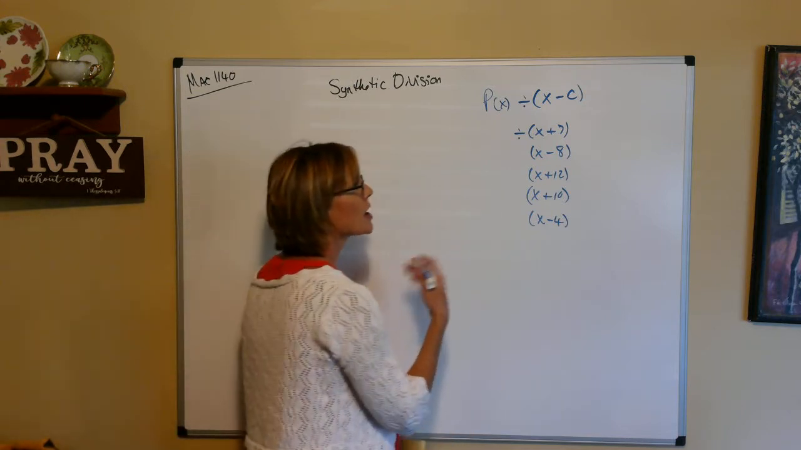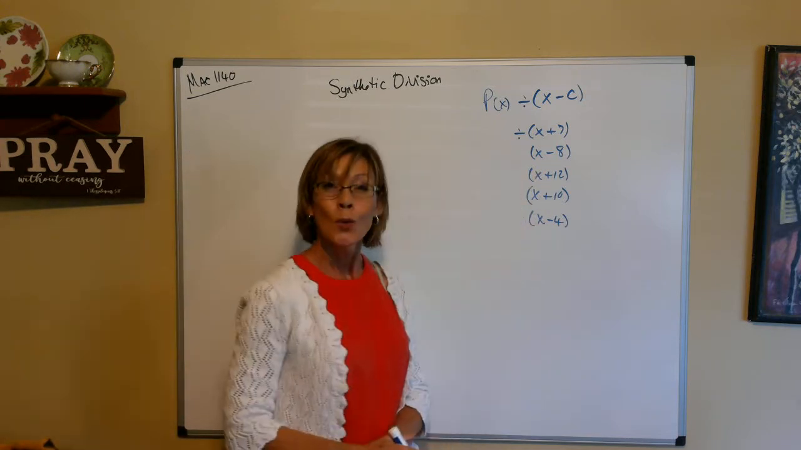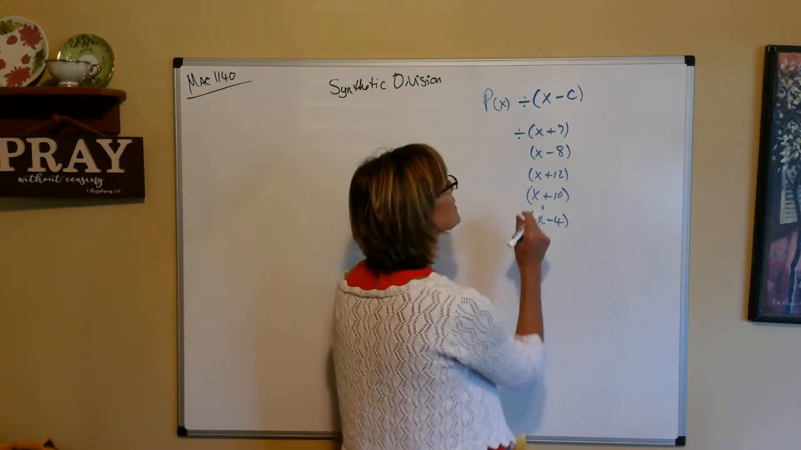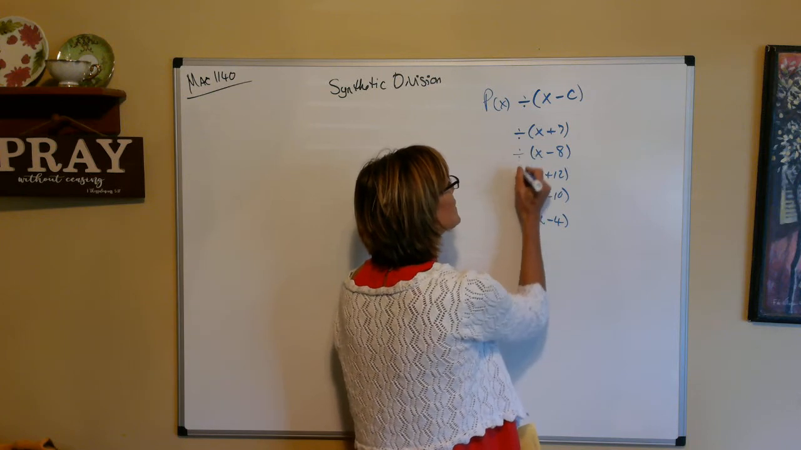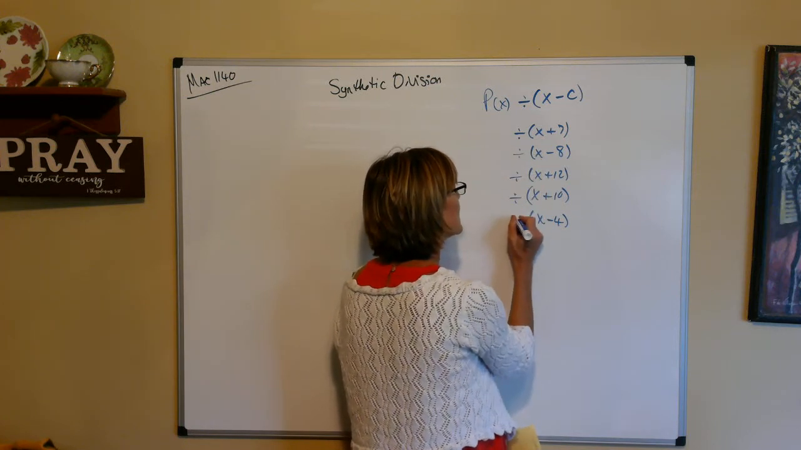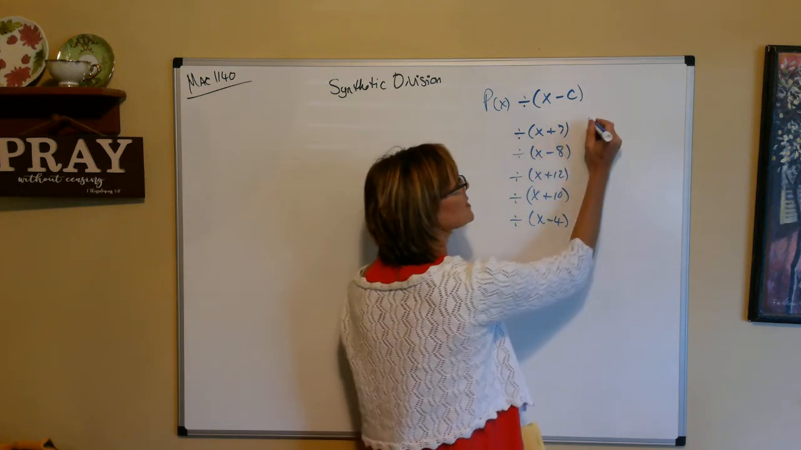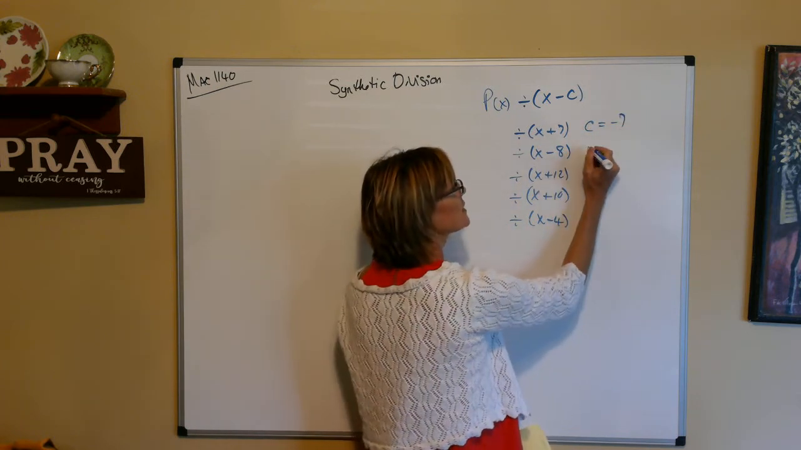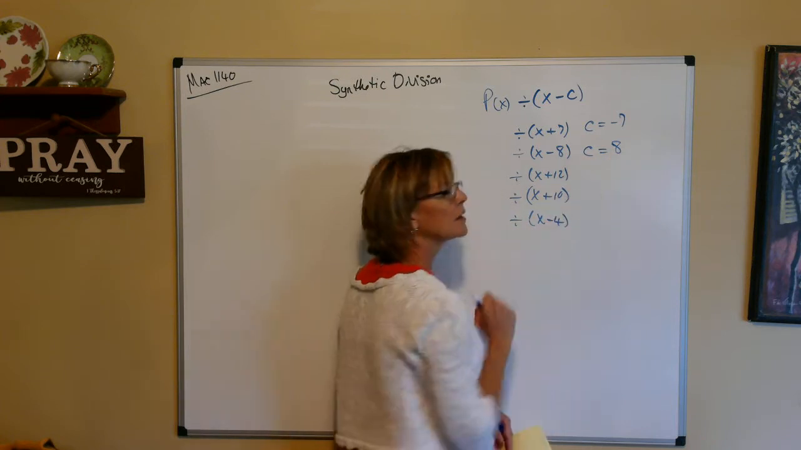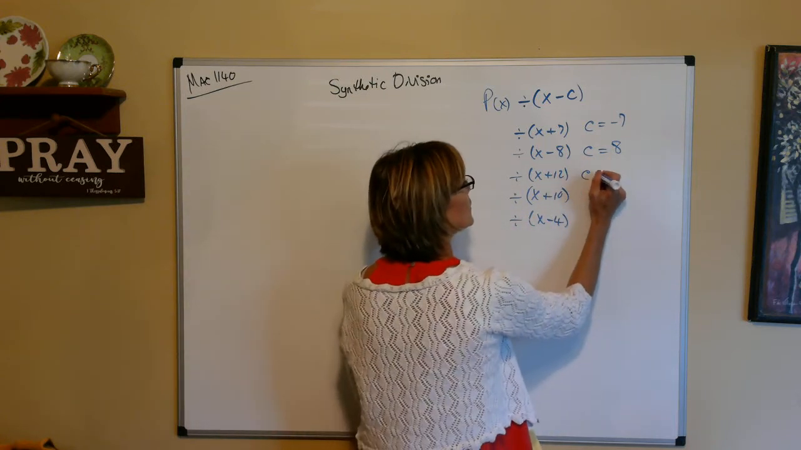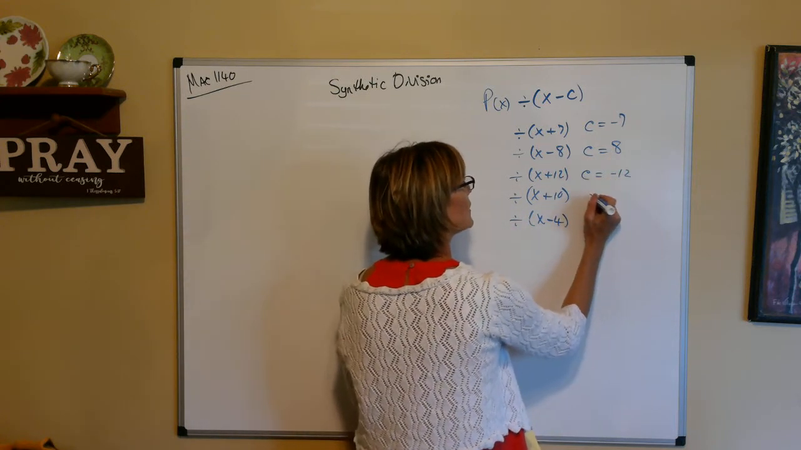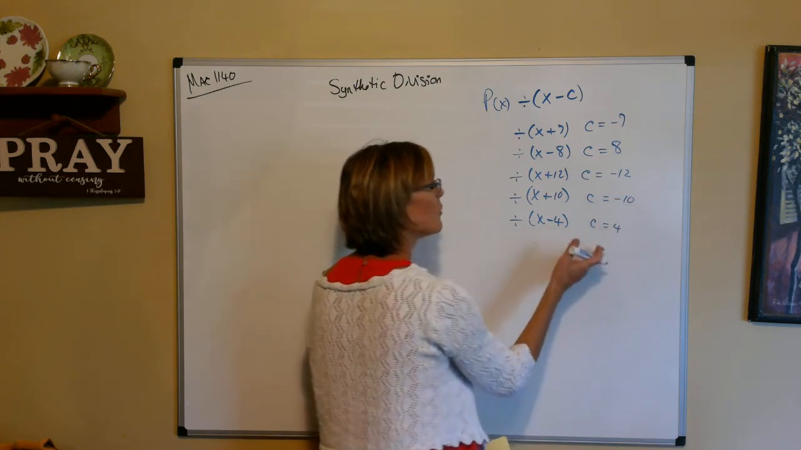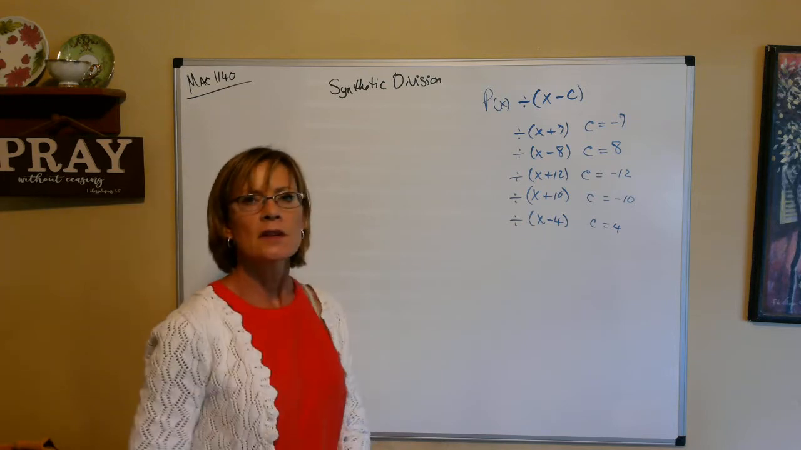So our job here is to identify what the value of c would be in each of these cases. Since it's written with the negative, we must take the opposite of what it looks like. So in this case, c would be negative 7. In this case, c would be exactly what it looks like, 8. c would be negative 12, c would be negative 10, and c would be 4. That's how you would identify c.